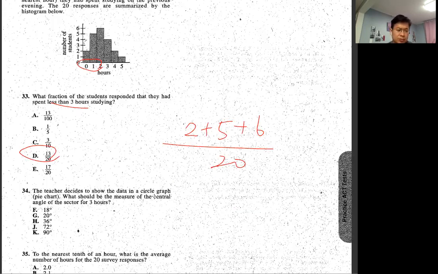Survey and study of 20 students enrolled in the class. What does the total of 20 represent? Summarize this one. What is the fraction? A student responded less than 3 hours. Less than 3 hours is 1 to 3. So 2 plus 5 plus 6 over 20. So 13 over 20.